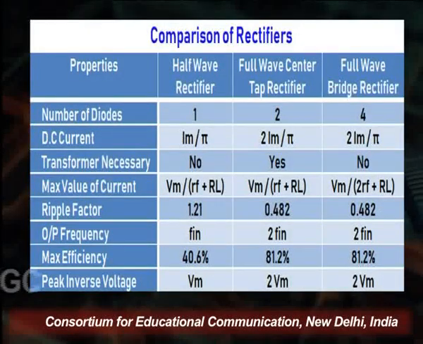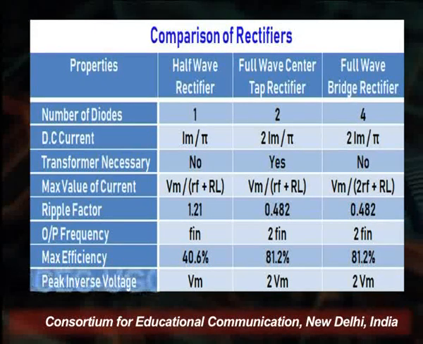This is a comparison chart of half wave, full wave center tap rectifier and the full wave bridge rectifier. Here we have the basic properties of these three types of rectifier. Number one is the number of diodes. In the half wave we have a single diode, in the full wave center tap we use 2, and in the bridge we use 4.